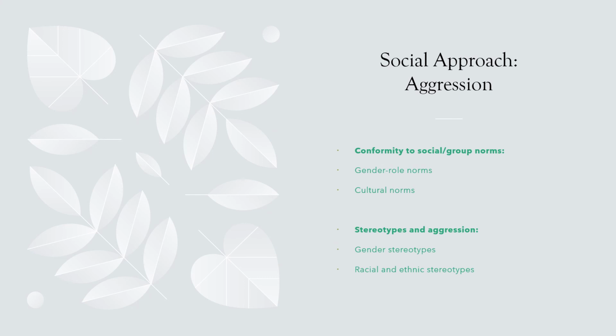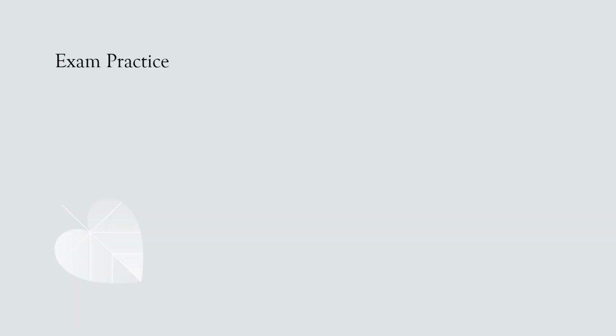So we're finished now. We've looked at conformity to social group norms and stereotypes and aggression. And now, just to finish off, I want you to have a go at these two exam questions. Number one, just a 2-marker, so it won't take you very long at all. Give 2 features of the social approach that can explain aggression. You can talk about anything that we've talked about. So you can talk about cultural knowledge, gender knowledge, stereotypes.